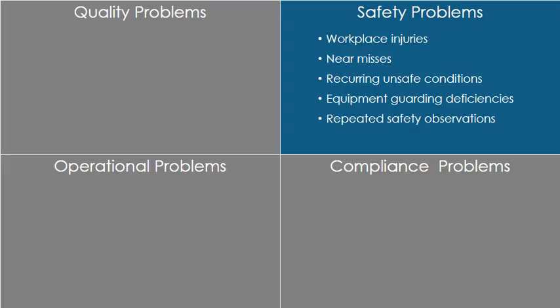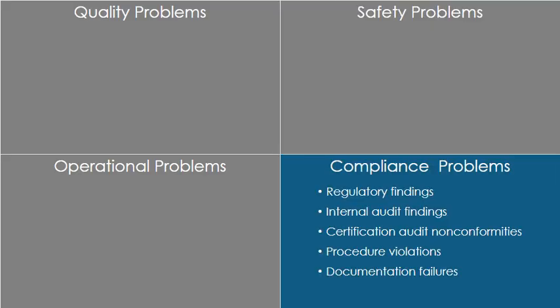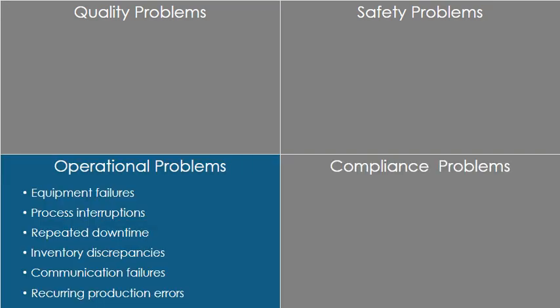Safety problems include workplace injuries, near misses, recurring unsafe conditions, equipment guarding deficiencies, and repeated safety observations. Compliance problems comprising regulatory findings, internal audit findings, certification audit nonconformities, procedure violations, and documentation failures. And operational problems including equipment failures, process interruptions, repeated downtime, inventory discrepancies, communication failures, and recurring production errors.